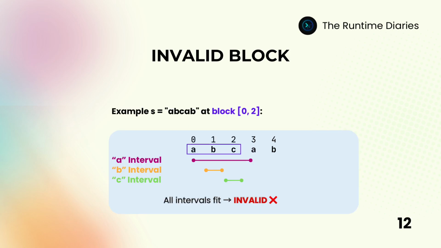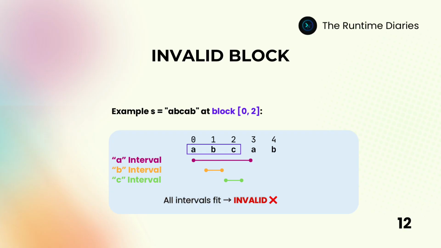Let me show you an example where a merged block fails validation. Take the string ABCAB. First, compute character intervals. The letter A appears at indices 0 and 3, so the interval is 0, 3. The letter B appears at indices 1 and 4, so the interval is 1, 4. The letter C appears only at index 2, so the interval is 2, 2.